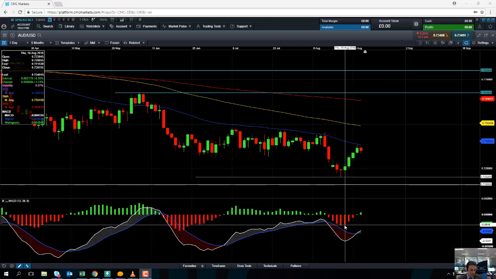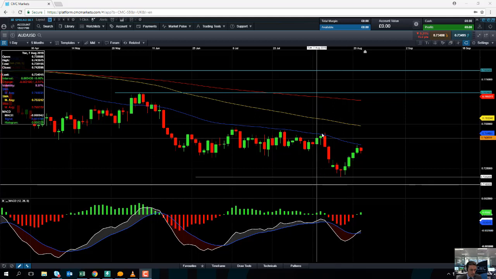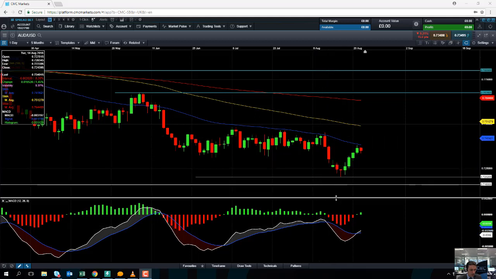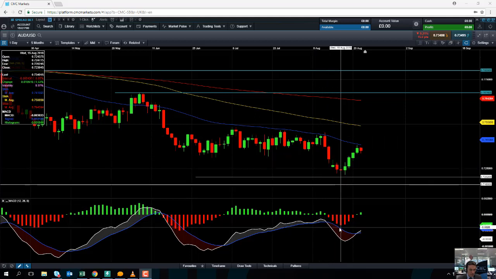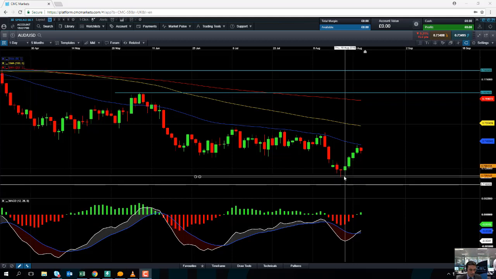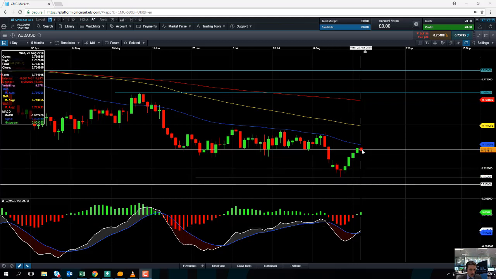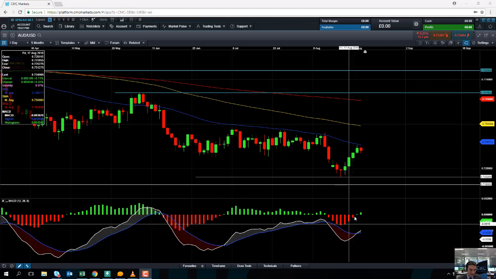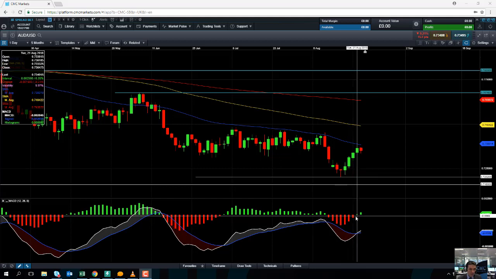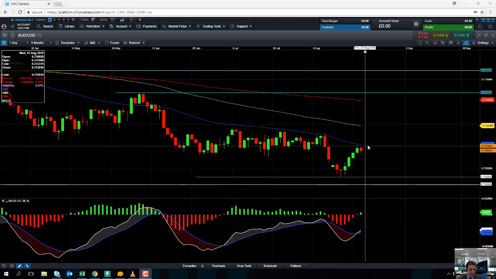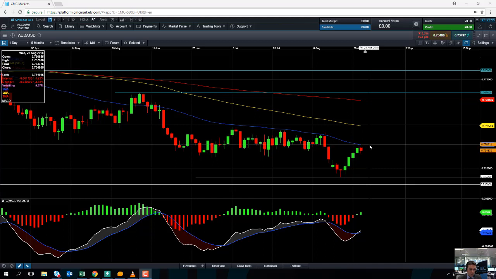Taking a look at the MACD histogram, the MACD indicator, we can see that as the market was in decline, there was a steady increase in negative momentum. And since last Wednesday, the market's been pushing higher. There's been a steady decline in negative momentum, and the fact that momentum has actually turned positive. So as the market's pushing higher, we're now seeing an increase in buying pressure. So for the time being, the pressure in the near term is with the buyers.